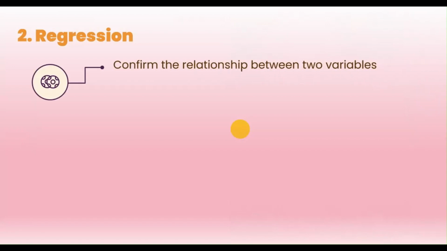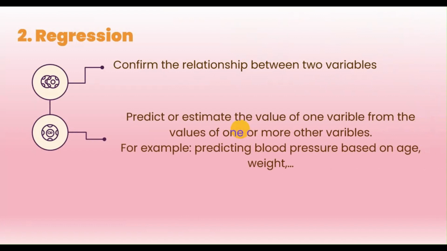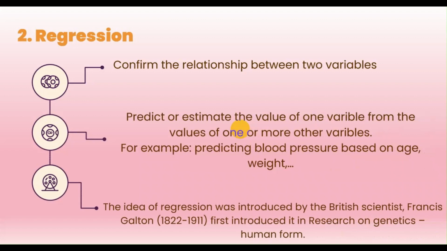Next is the regression. First is to confirm the relationship between two variables. Then it predicts or estimates the value of one variable from the values of one or more other variables. For example, predicting blood measures based on age and weight. The idea of regression was introduced by the British scientist Francis Galton, first in research on human genetic form.